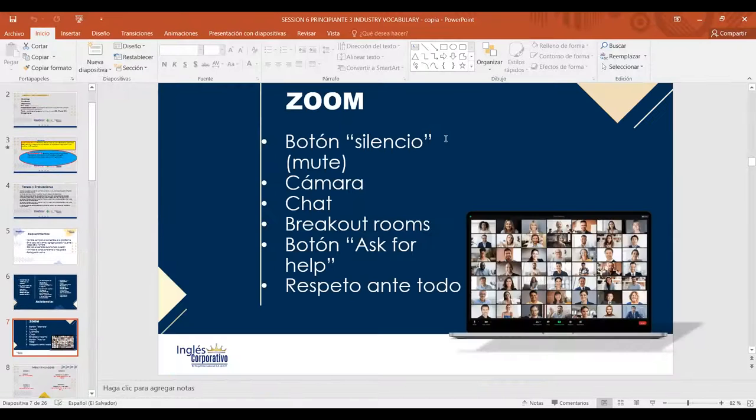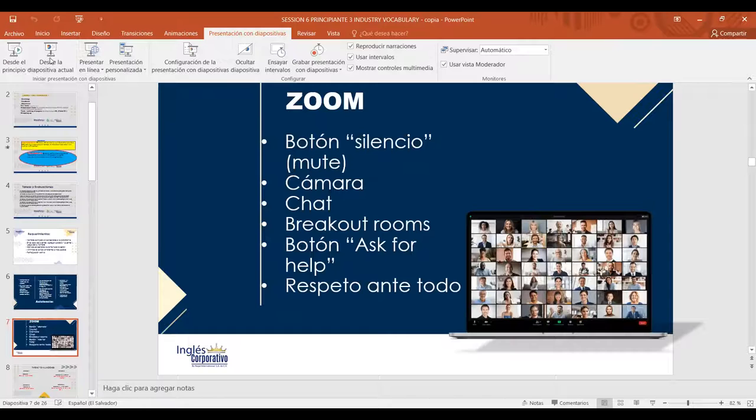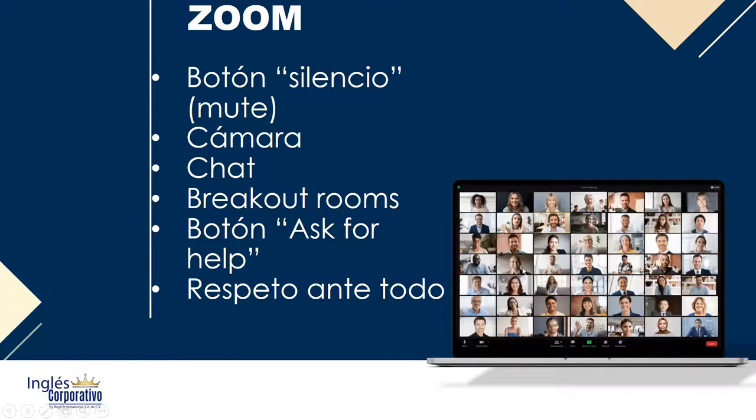And here we go. Zoom, thank you. Zoom, this is the expectation, right? Because you need to have your camera on. It is a must. Así es como debemos estar todos con cámara encendida and mute in the microphone, okay? The bottom of silence, mute, camera on, chats too available, the one via WhatsApp, and the one via Zoom.